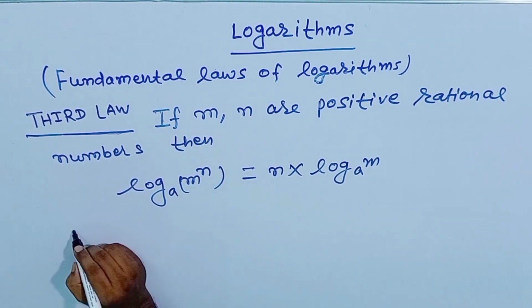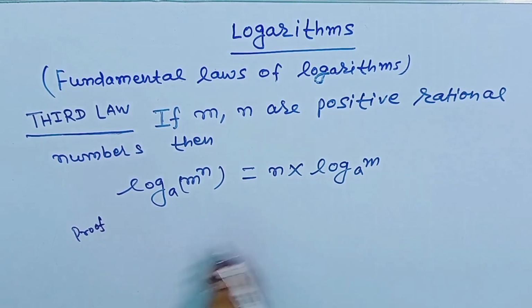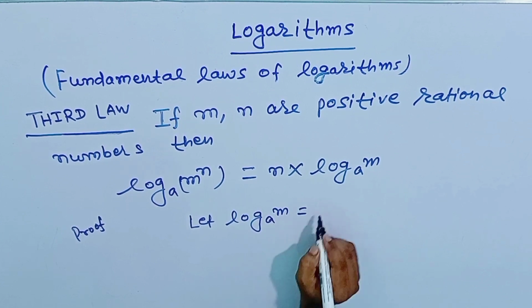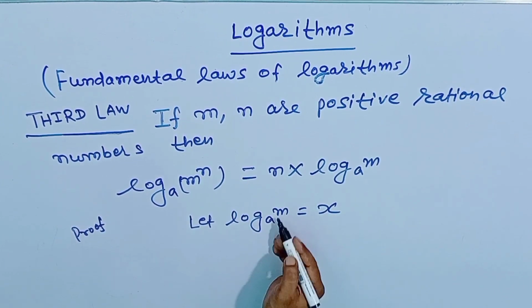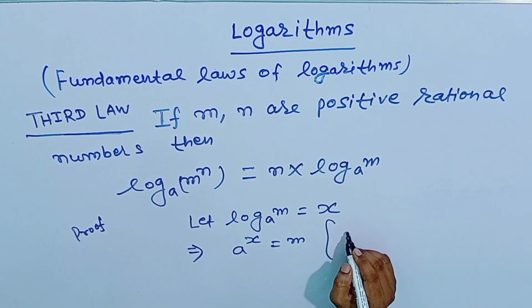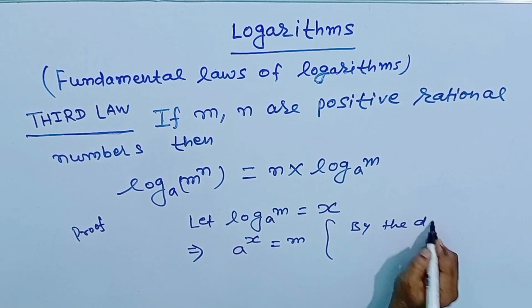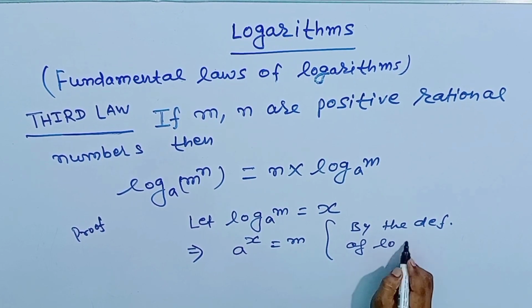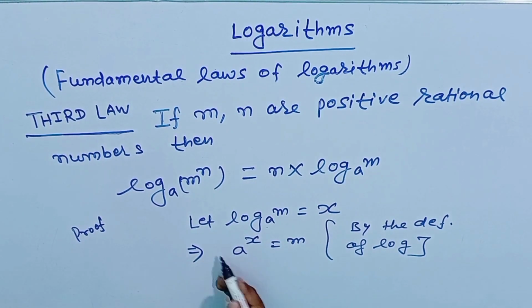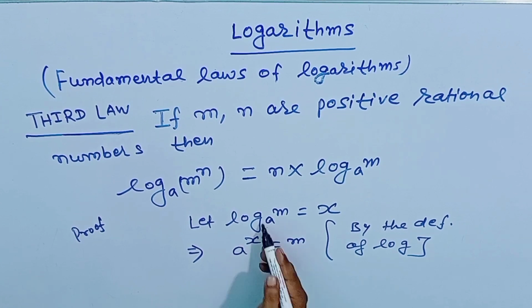So now we will see its proof. We write: let logarithm of m to the base a is equal to x. We assumed that logarithm of m to the base a is equal to x. This implies, if we change to exponential form, we write a raised to the power x will be equal to m. So here we can write, by the definition of log, if log m to the base a is equal to x, this implies a raised to the power x is equal to m.